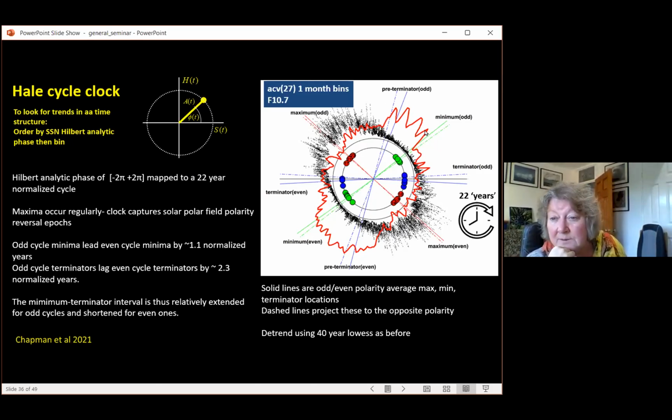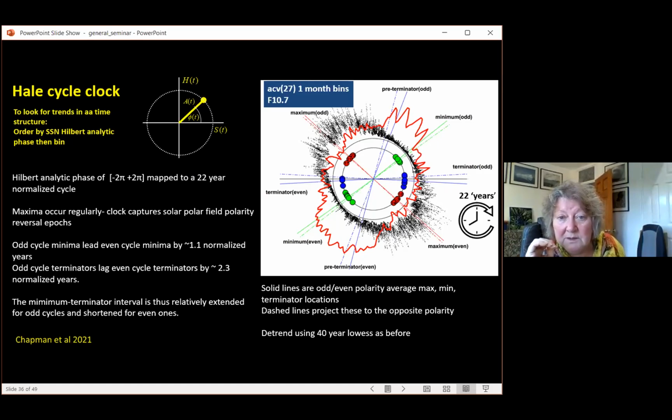Okay, this guy, the red guy, what I've done is get the 27-day autocovariance, and I put everything on the clock, so everything is on the normalized 22-year cycle, and then I've binned across in time, so I haven't had to smooth it. And so now you can see, you can resolve quite sharp changes.